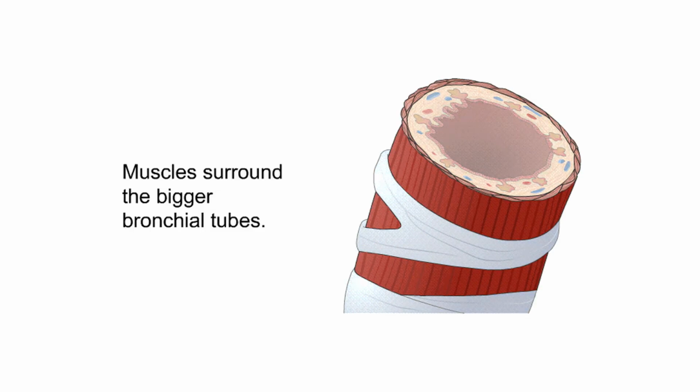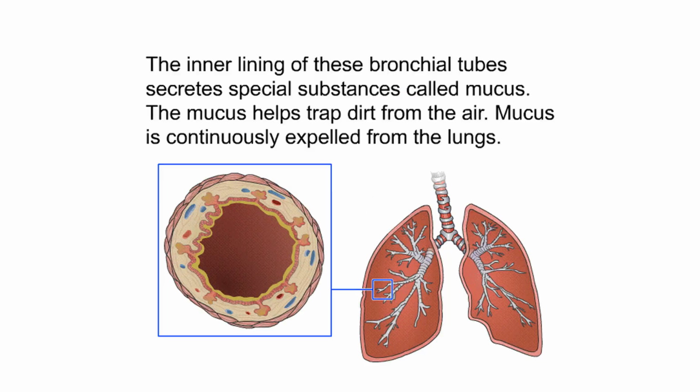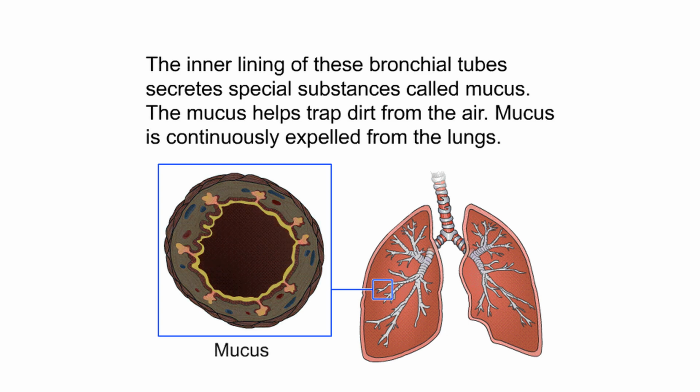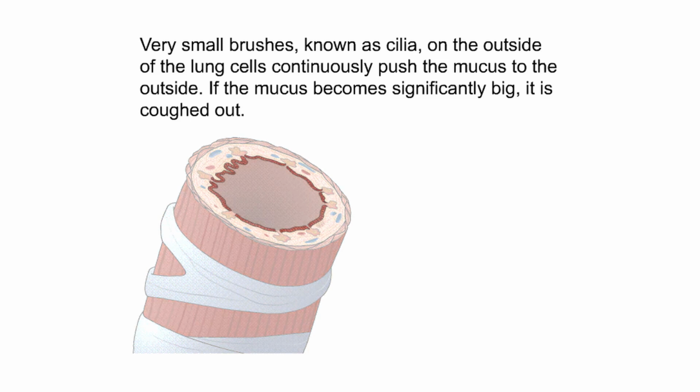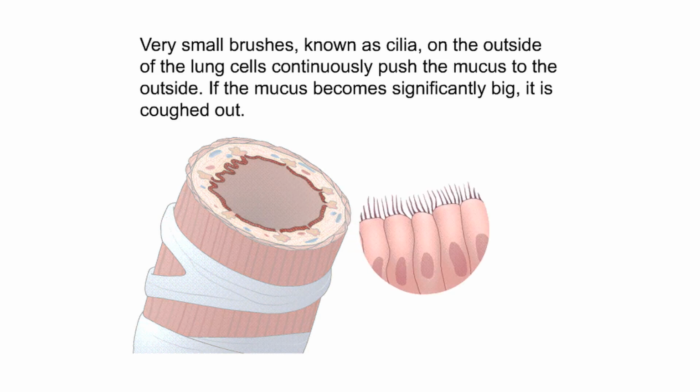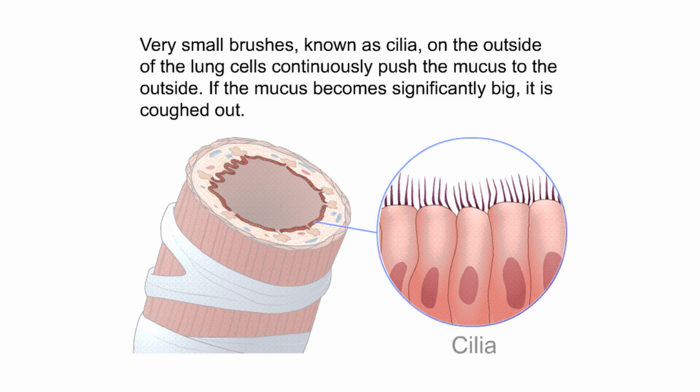Muscles surround the bigger bronchial tubes. The inner lining of these bronchial tubes secretes special substances called mucus. The mucus helps trap dirt from the air. Mucus is continuously expelled from the lungs. Very small brushes, known as cilia, on the outside of the lung cells continuously push the mucus to the outside. If the mucus becomes significantly big, it is coughed out.